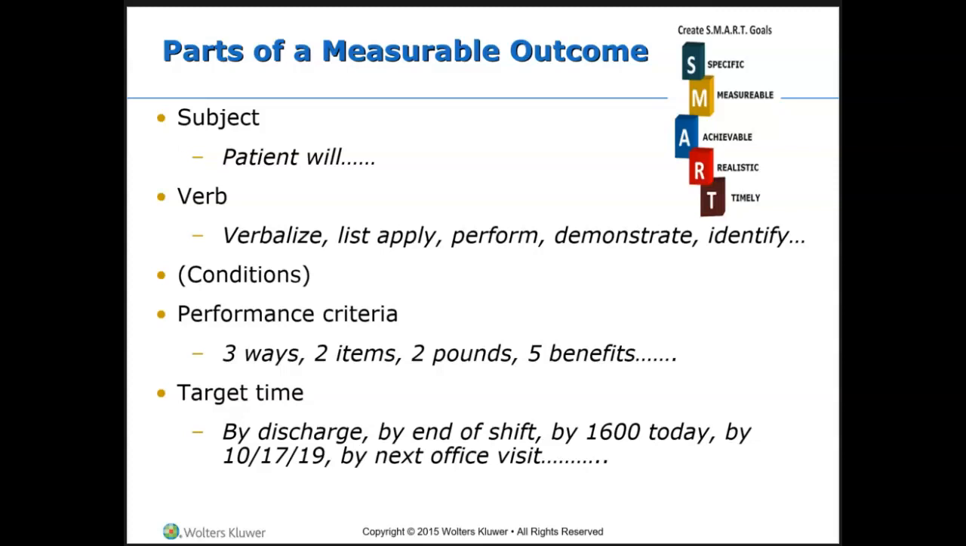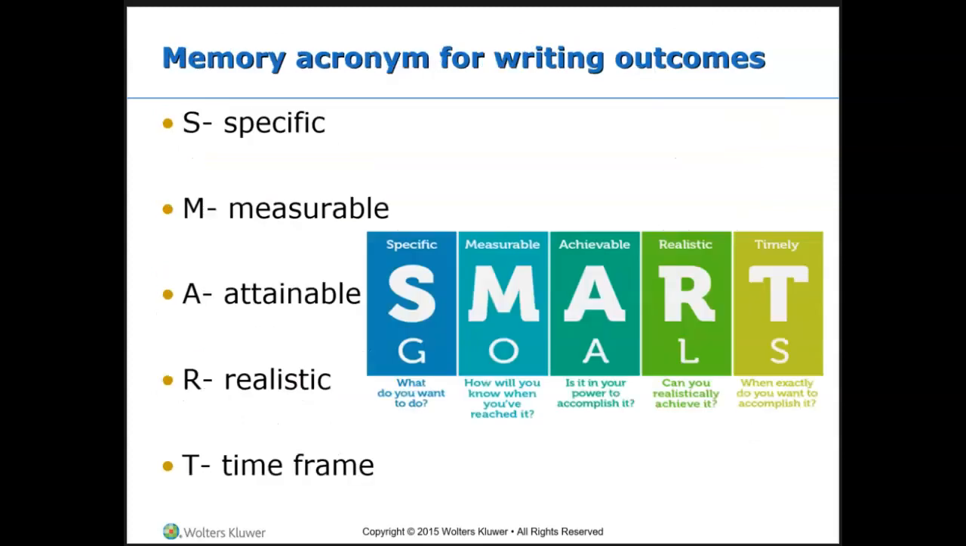Next, you may possibly have the condition or circumstances in which the outcome is to be achieved, but this is not always needed. Performance criteria describes what you can measure by observing, listening, or even actually measuring, right? Your target time is when you expect the patient to achieve that outcome or goal, right? So that's your target time. And then again, make sure it's realistic and make sure it's achievable by your patient, or you're just wasting your time, right? And making it worse because it's going to exacerbate their problem. So you're just making it worse.